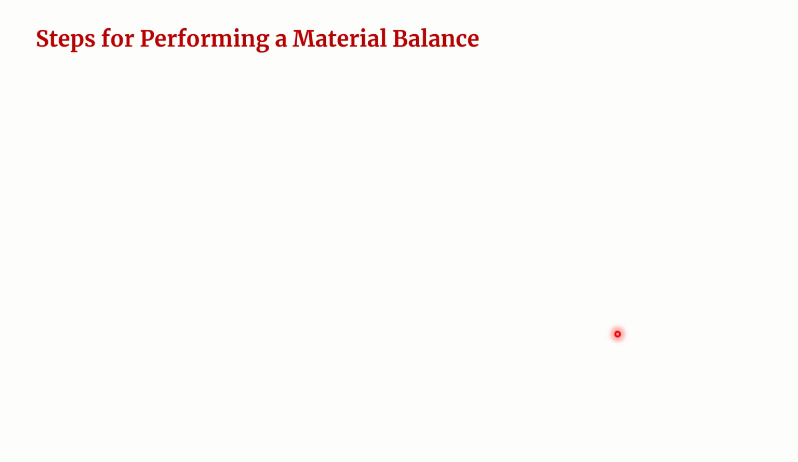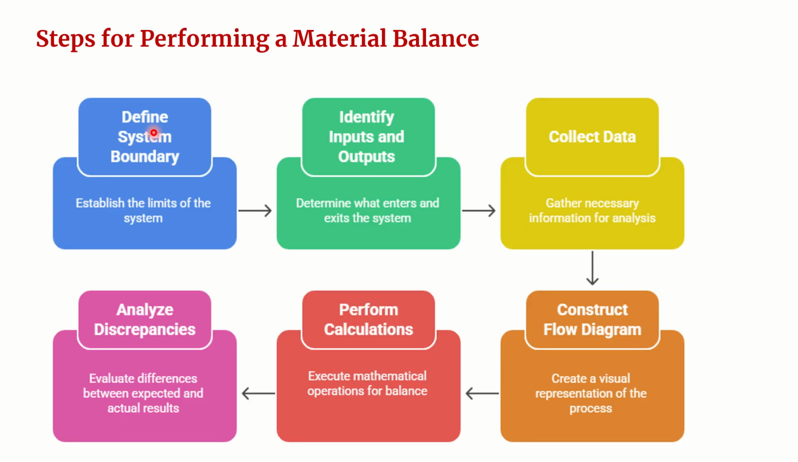So what are the steps for performing a material balance? Define the system boundary. I mean, clearly define the process or unit operation for which the material balance is being performed. Identify inputs and outputs. List all the materials entering and leaving the system. Then collect the data. So obtain accurate quantitative data for each input and output stream. It can be mass, or in terms of concentration, or in terms of flow rate. Then construct the flow diagram with all the data.